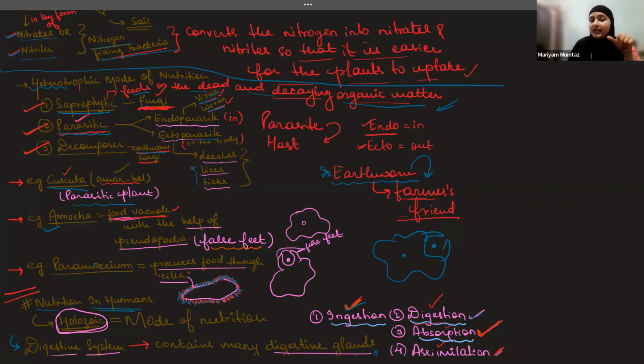Now, ectoparasites are those parasites that are present on the body of the host, such as leeches. As soon as leeches attach onto the body, they start sucking blood from our skin. So they are present on the body, and because of this, they are known as ectoparasites. Same goes for lice, hair lice, and also ticks.